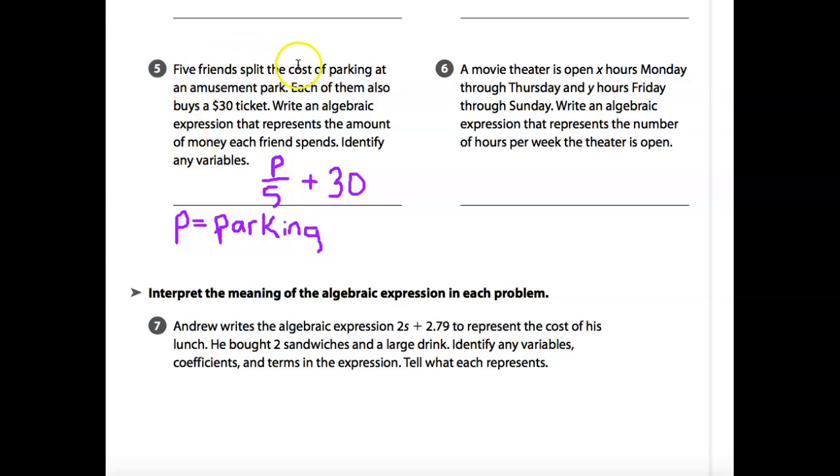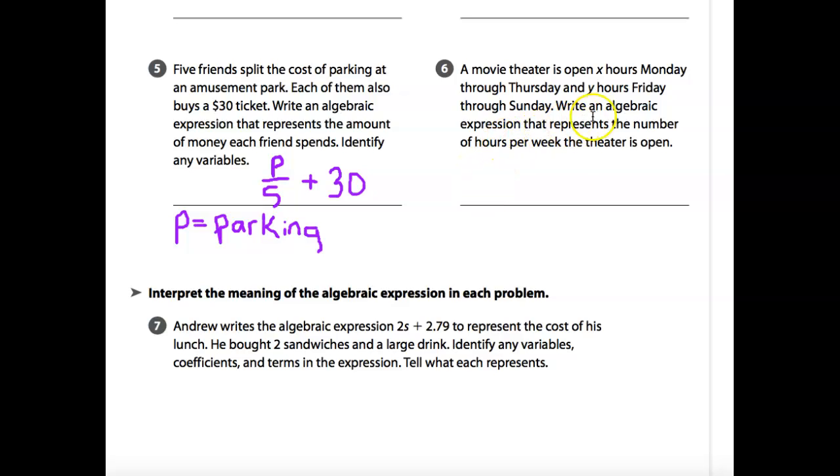All right, so 5 friends split the cost of parking at an amusement park. Okay, so here's the cost of parking. The 5 friends are going to split it, but we don't know what that is yet. So we're just writing an expression. But then each of them also buys a $30 ticket. So each of them bought this. So we're writing an expression that represents the amount of money each friend spends. So each friend is going to divide the parking, whatever that is, plus their $30 ticket. So each of them will spend that. Okay? All right, let's move on to number 6.